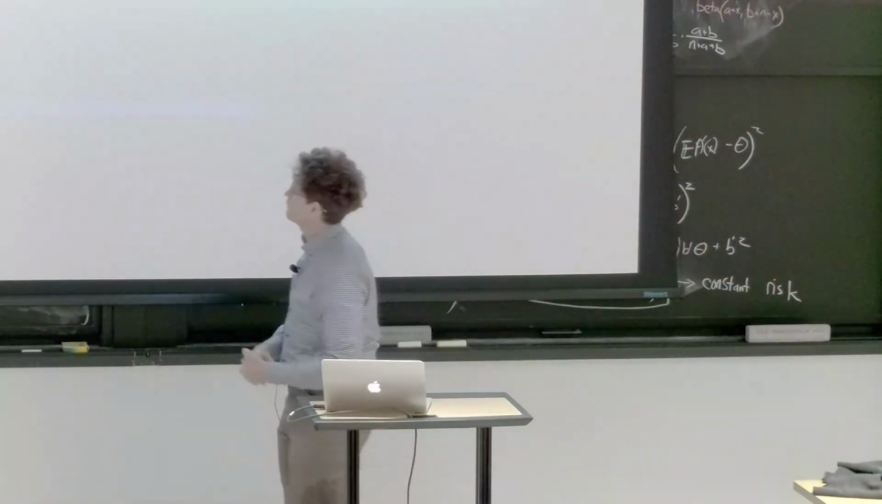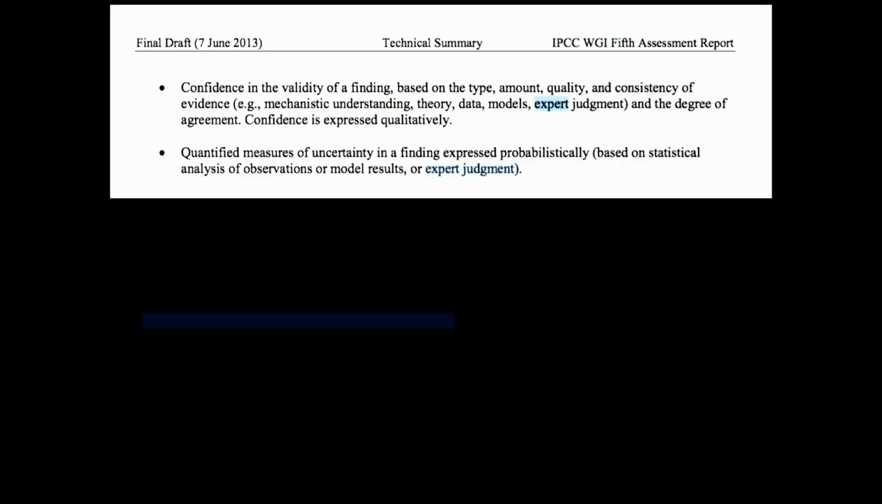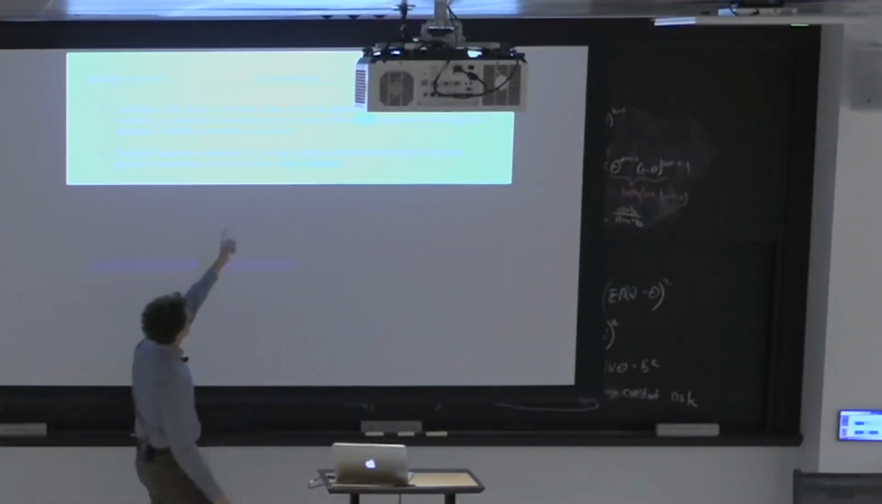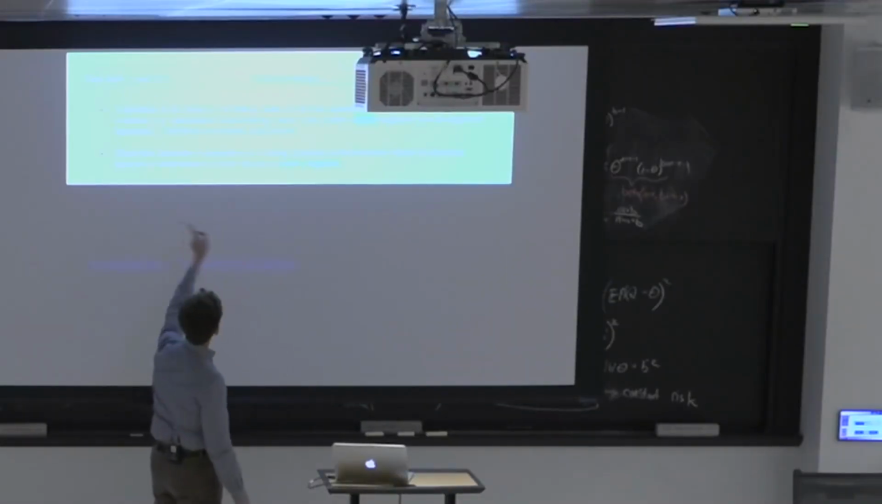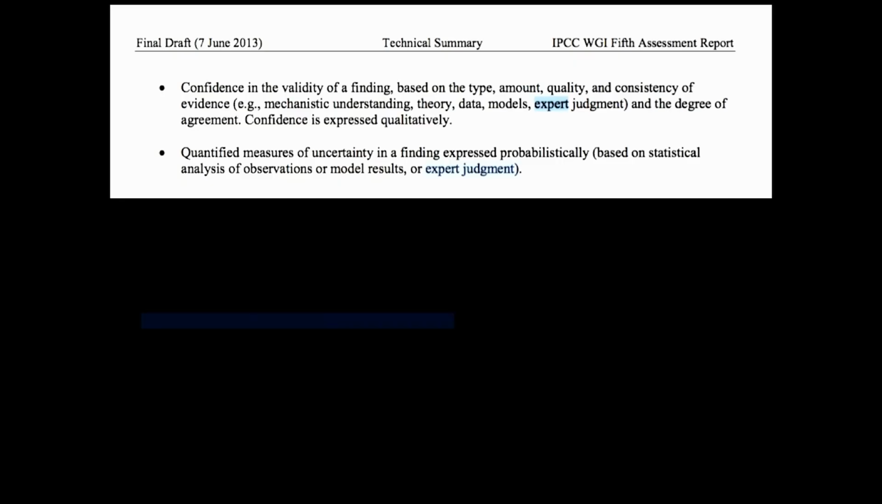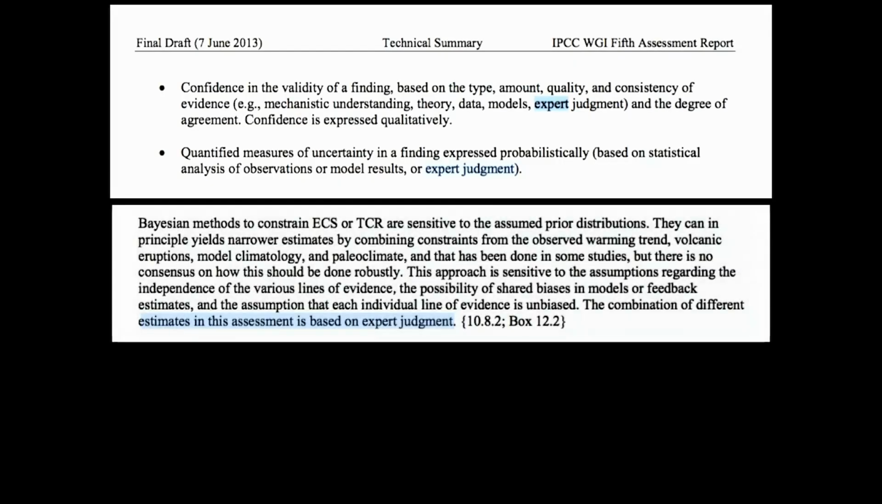So let's see what the IPCC says about its methods. It says confidence in the validity of a finding is based on the type, amount, quality, and consistency of evidence, theory, data, models, and expert judgment. They also say that quantified measures of uncertainty in a finding are expressed probabilistically based on statistical analysis, models, or expert judgment. And they go on. Estimates in this assessment are based on expert judgment.